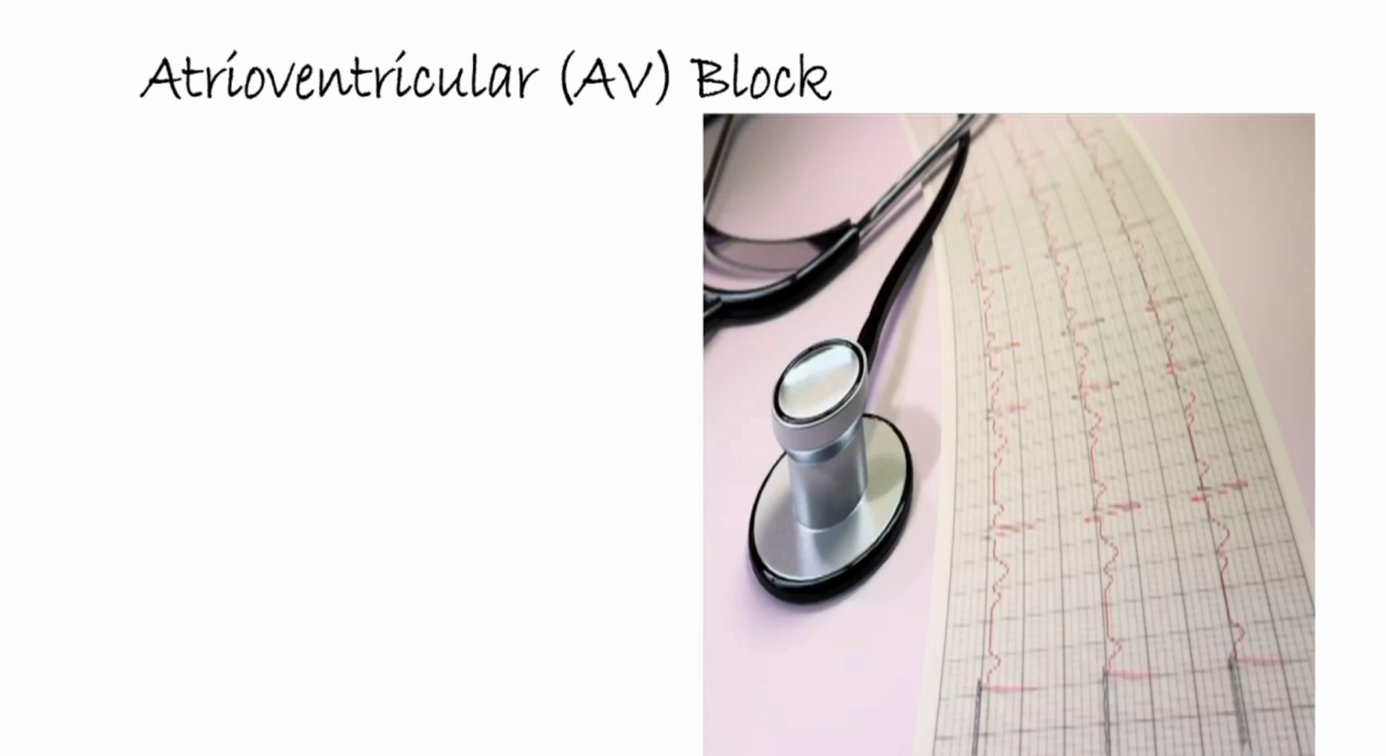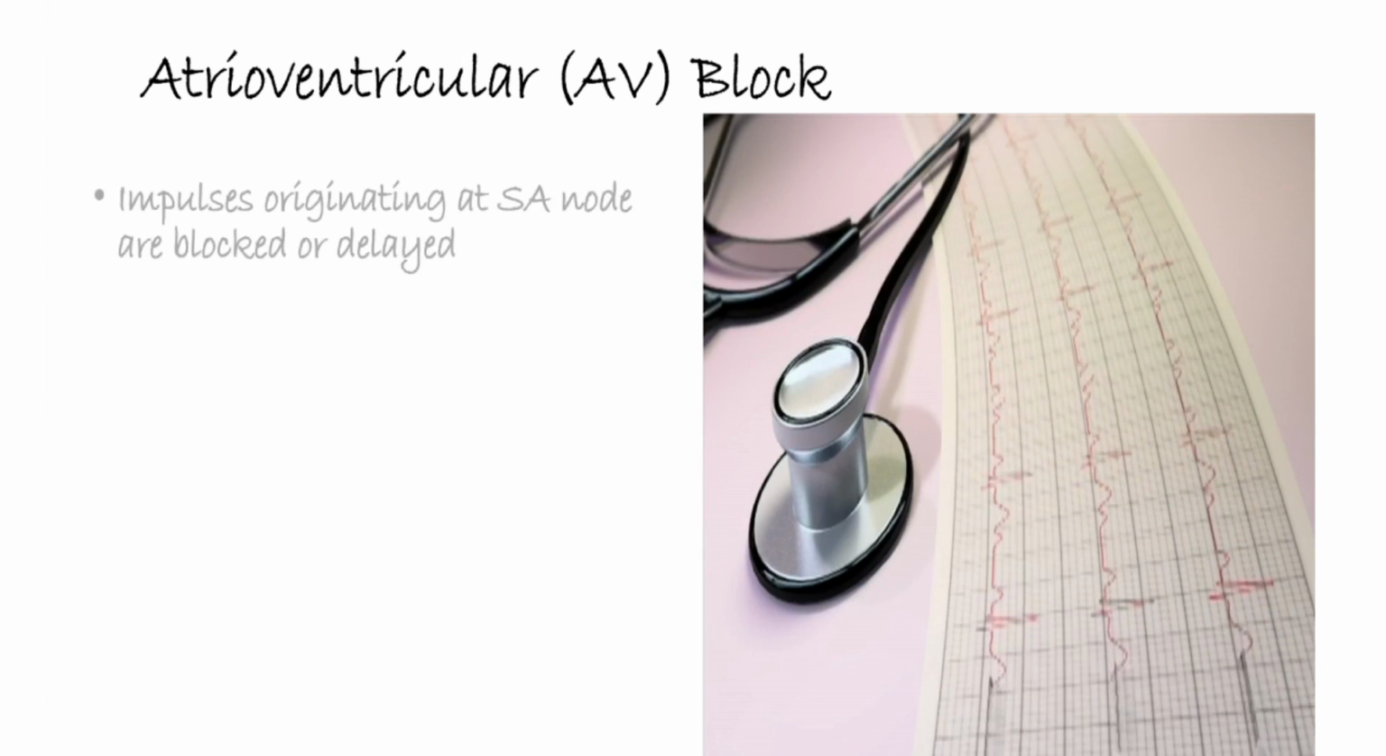Now coming on to the atrioventricular block. What happens in AV block is there is only one specific area whereby the impulses can ordinarily pass from the atria into the ventricles. And that area is known as the AV bundle or the bundle of His.